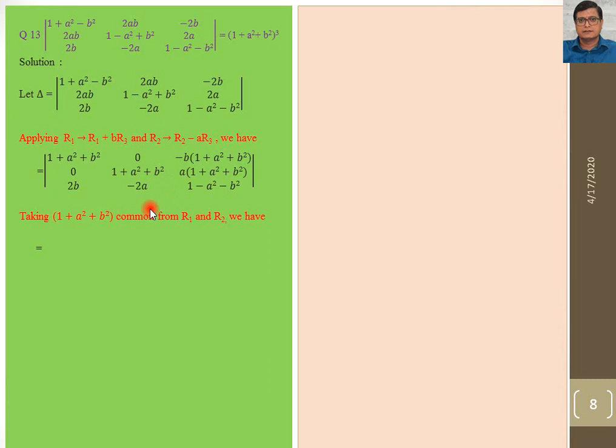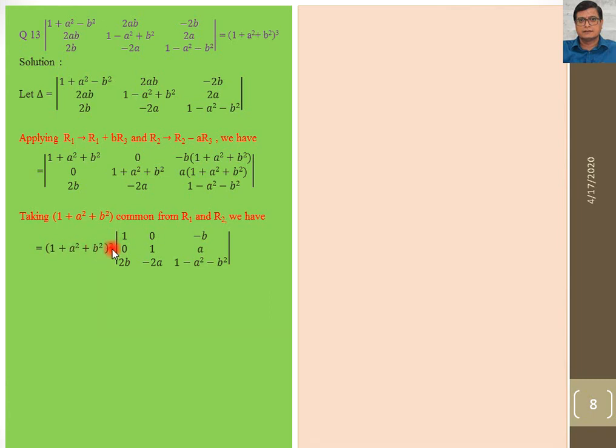So what we do here, (1 + a² + b²)² will be coming here, because we have taken the same value from R1 and R2. So this value is coming 2 times common, right? I have already told you this comparison in the beginning also, because in a determinant, whenever we take any value common, it comes either row wise or column wise. So this value is common in R1 and R2, that's why this whole square is coming here.